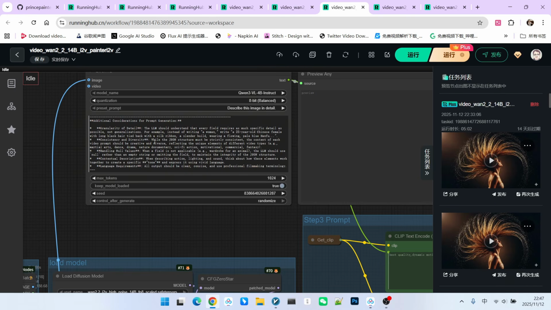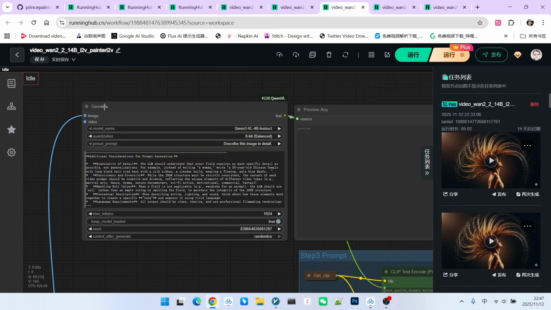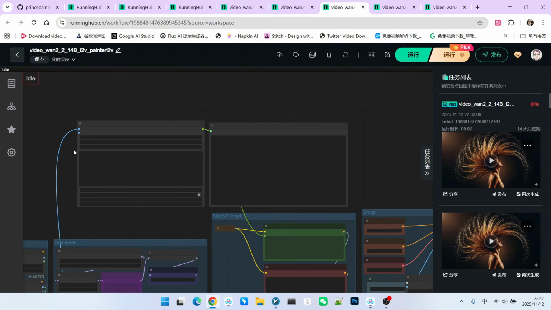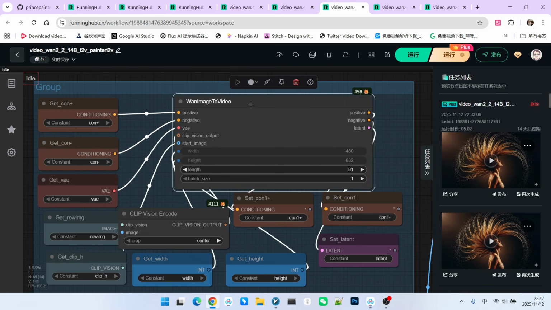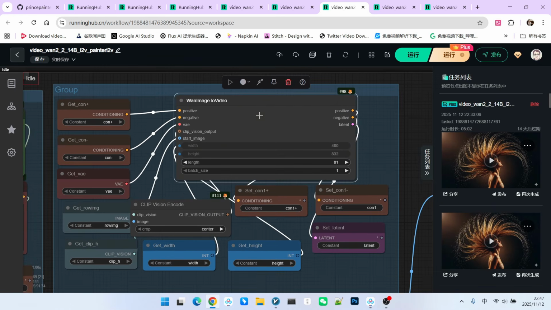If you recall, when we discussed the QWNVL model, we mentioned that it designs an action for every second. Therefore, its sense of movement is sufficient. Next is the most crucial part. We call it the OneImage2Video node. This is the primary node that causes the problem.